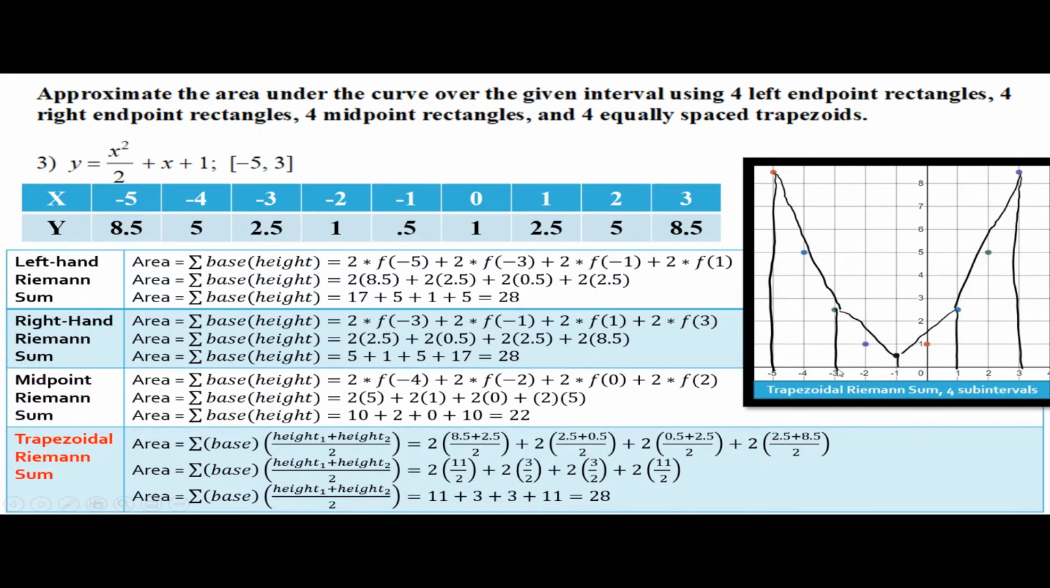If I did a trapezoidal, trapezoidals would get both heights and create trapezoids out of them. So I would take my height at 8.5, my height at 2.5, and get the average of those two heights, and then multiply by my base of 2 to get the area of this trapezoid. That would be 8.5 plus 2.5, which is 11, divided by 2. So I'll end up with 2 times 11 divided by 2, or 11 for my total area of this trapezoid. Any questions on our areas for left, right, midpoint, or trapezoidal, the harder one?